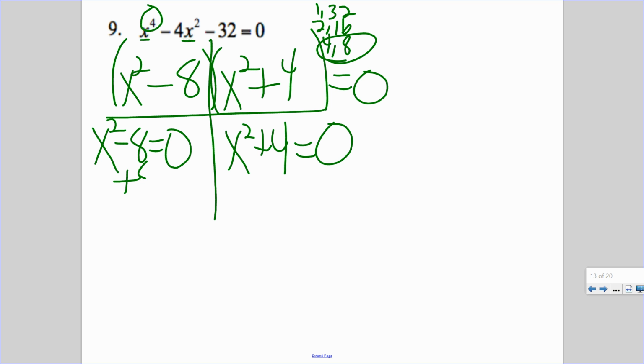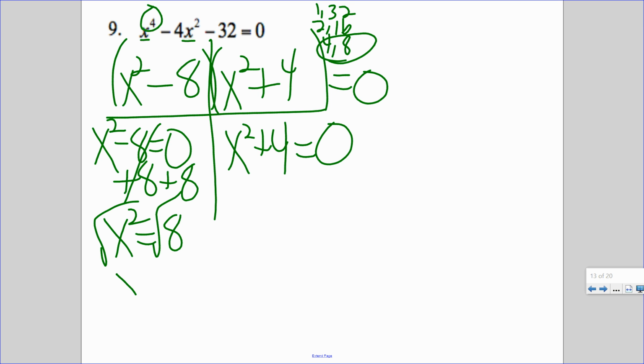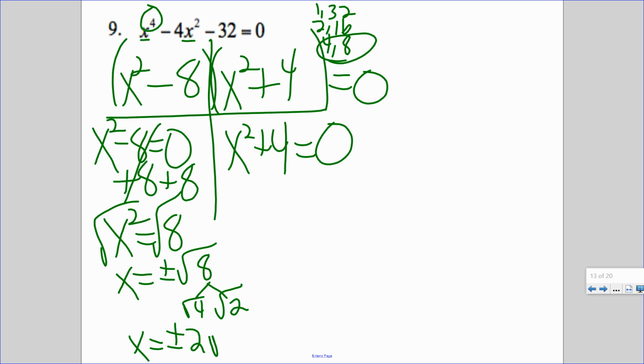For the one on the left, I'm going to isolate by adding 8 to both sides. Square root. When you take the square root, it's plus or minus. Now I can't take the square root of 8, but I can reduce it. 4 and 2. So x equals plus or minus 2 rad 2. That's 2 of the answers.